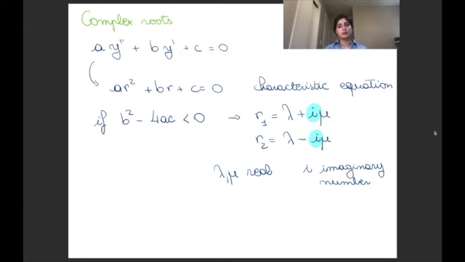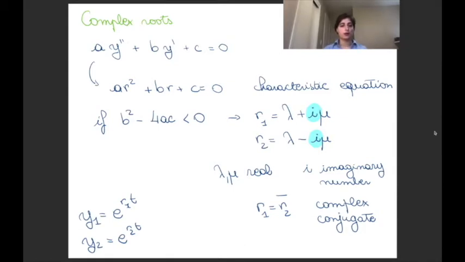This characteristic equation has complex roots. It happens when b squared minus 4ac is smaller than 0. And then we have as roots lambda plus the imaginary number times mu and lambda minus the imaginary number times mu, where we assume lambda and mu are real and we write the imaginary number as i.